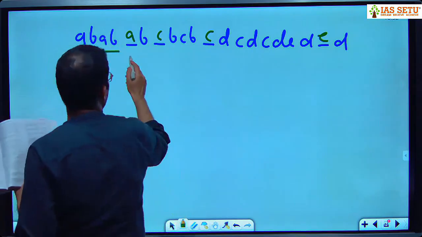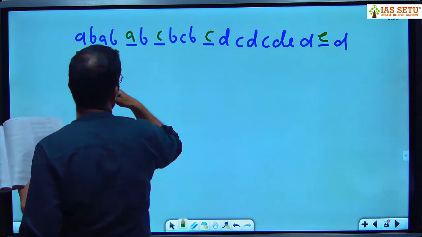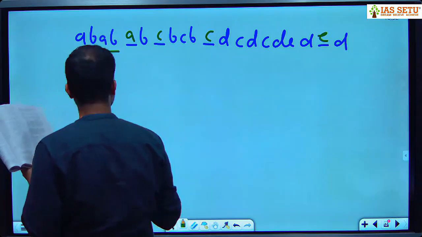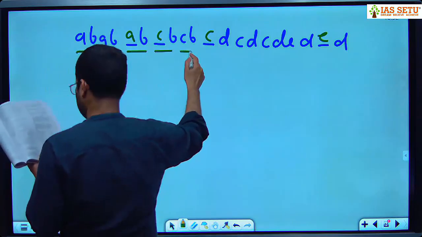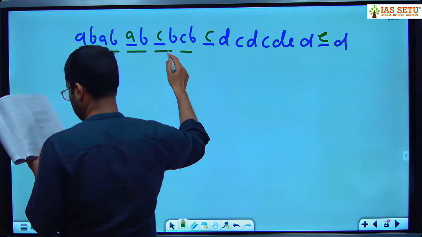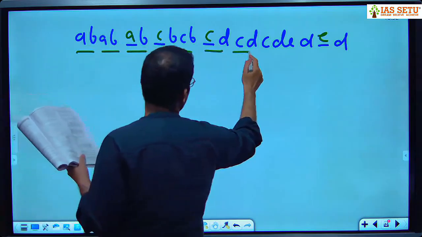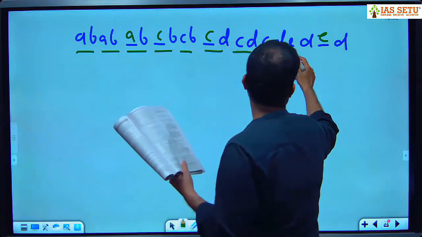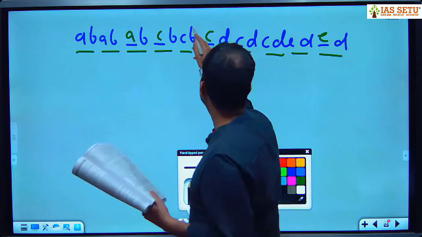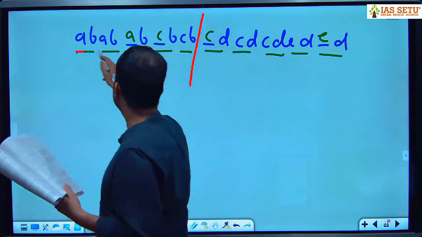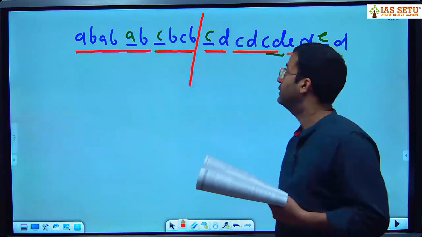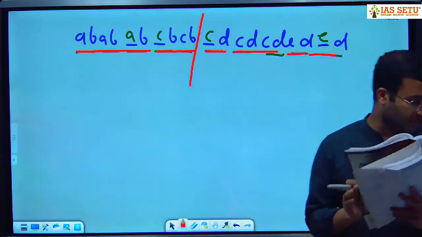ए बी ए बी, ए बी सी बी सी बी, सी डी सी डी सी डी ई डी ई डी। इसको दो भाग में डिवाइड करेंगे ऐसा। ए बी ए बी ए बी सी बी सी बी सी डी सी डी सी डी ई डी ई डी। Okay, there is a correction in the question.